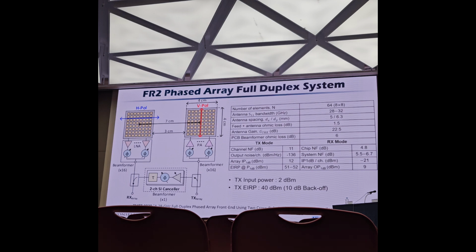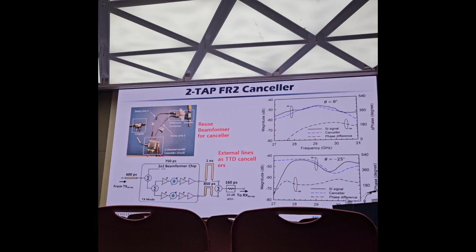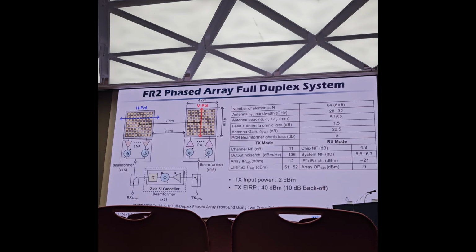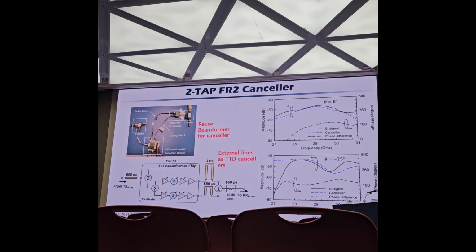The last thing is FR2 for the phased array duplex system. In this case, we use two 8x8 phased arrays, and for this, the isolation relies on the polarization difference. So this array uses the H port, this array uses the V port, and we have a canceller between the two arrays. And this is the canceller for 2 taps. Actually, this is designed at 29 GHz, so we have used the beamformer IC for this array. We also use it for our canceller.